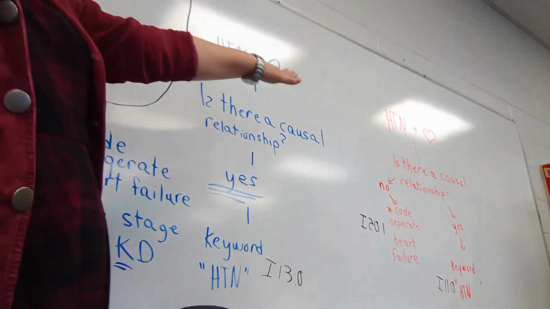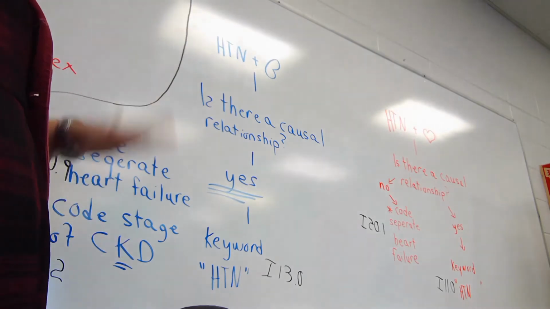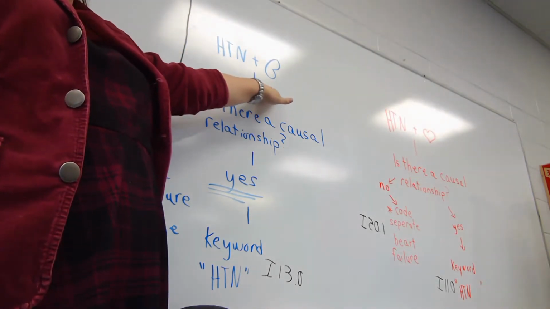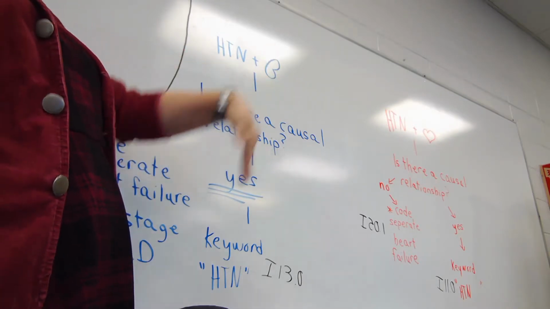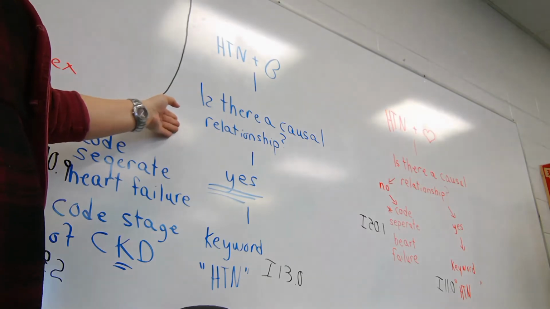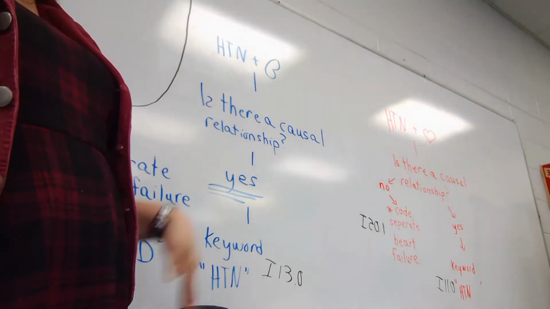So that's my hypertension with heart. Okay, the other kind is hypertensive with chronic kidney failure. It's my little kidney bean right here. You're also going to ask yourself, is there a causal relationship? If the answer is no, then you don't worry about it.